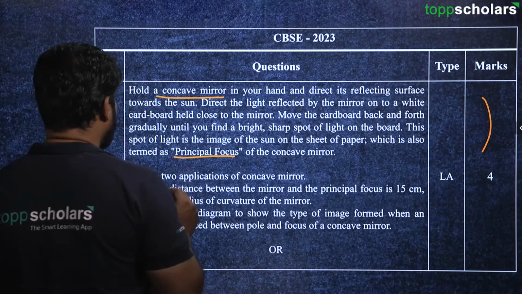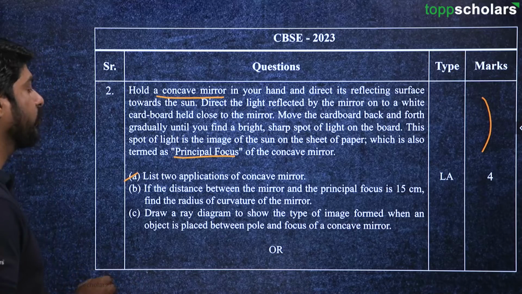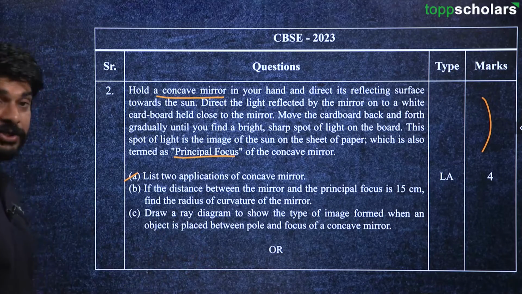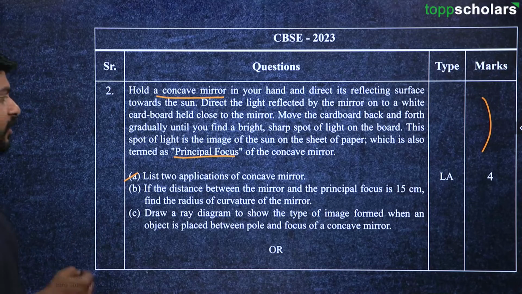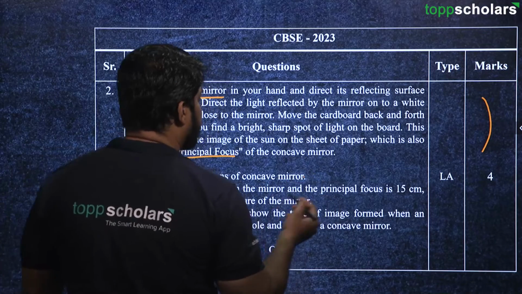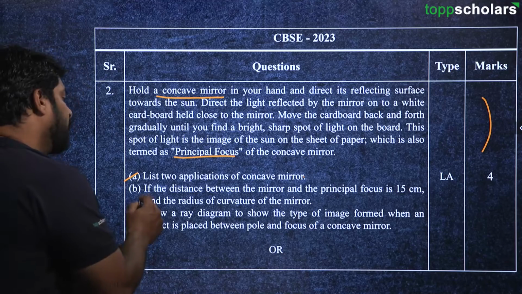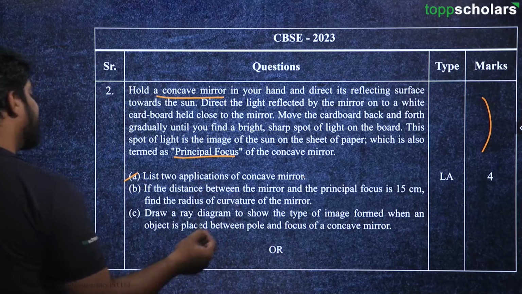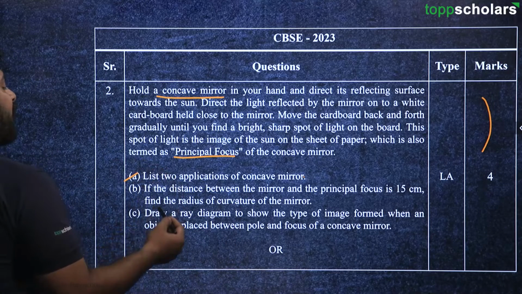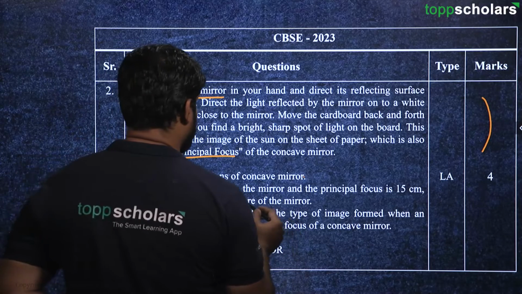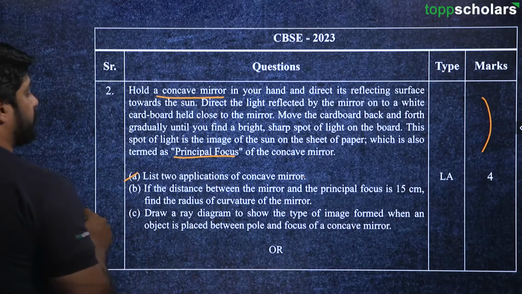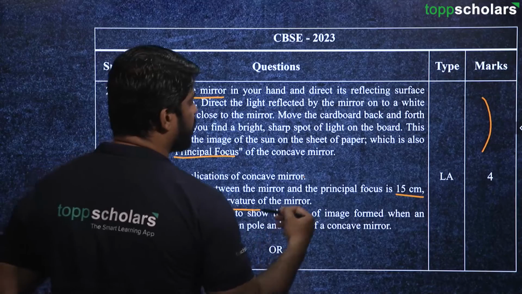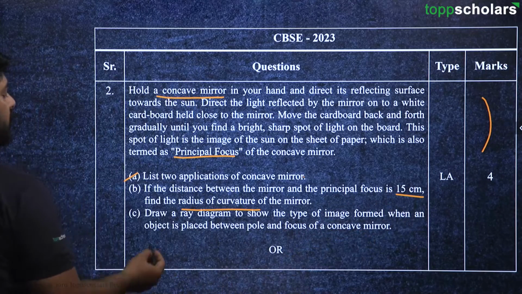First question is to list at least 2 applications of concave mirror. As we know, some of the applications of concave mirrors are, for example, solar heaters. Then if the distance between the mirror and the principal focus is 15 centimeter, find the radius of curvature of the mirror. This is given and we have to find out the radius of curvature, which is definitely double of this, 30 centimeters.